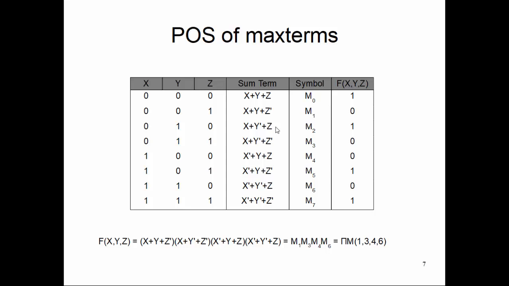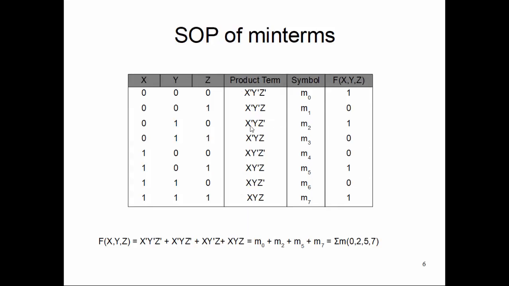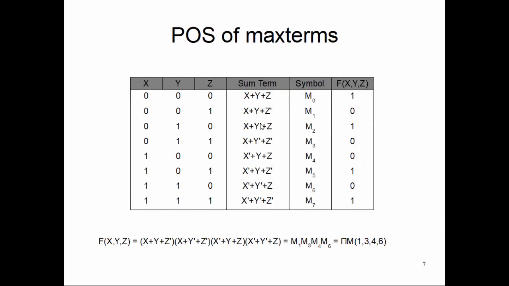Now let's look at the min term 2. What does min term 2 mean? It is x bar, y, z bar. Now imagine you complement it, meaning you are complementing x bar, y, z bar. So by De Morgan's law, it becomes x or y bar or z, which is nothing but your M2, right?